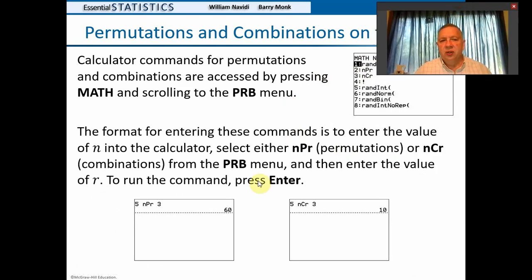And this is what it would look like for running a couple of these. If I wanted the number of 3 permutations from 5, I would do 5, select nPr through the math probability menu, add the 3, and then press enter, and it would give me 60. 5 choose 3 would be 10.